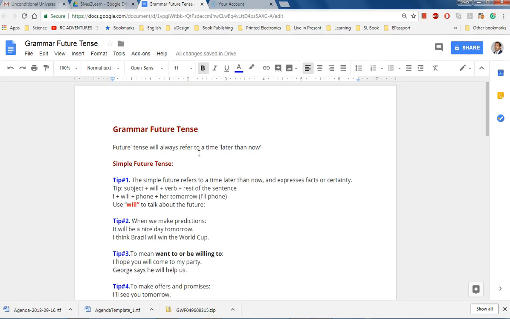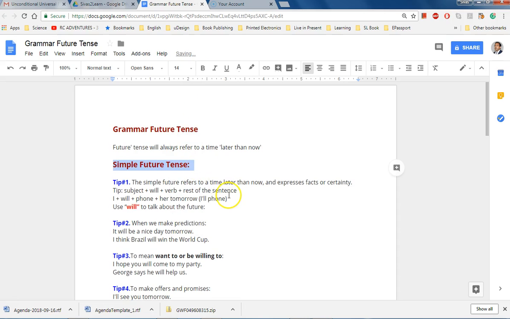Today we are going to cover grammar: future tenses. As we have already covered present and past tense, in the present tense there are 4 different tenses, and also in the past tense there are 4 different tenses. In the future also there will be 4 different tenses. But before that, we just look at the present simple tense, the very first one of the present.